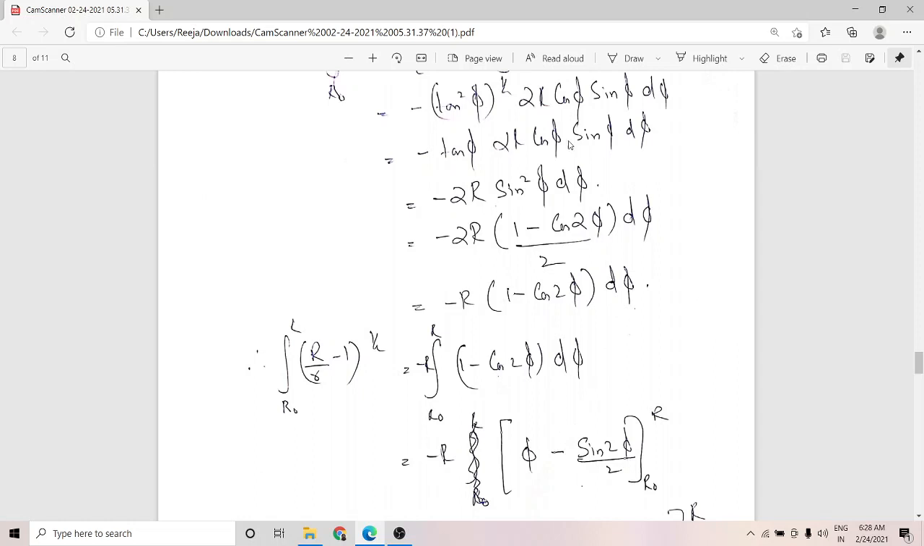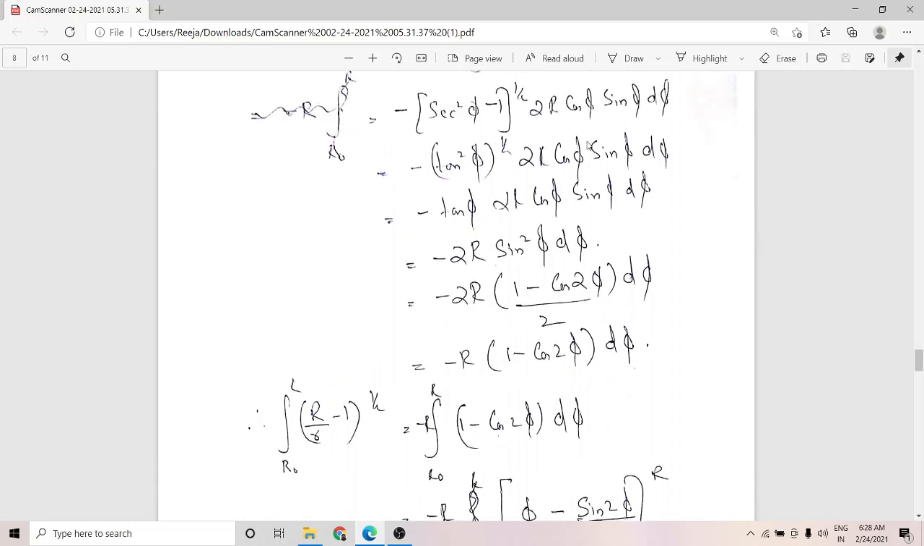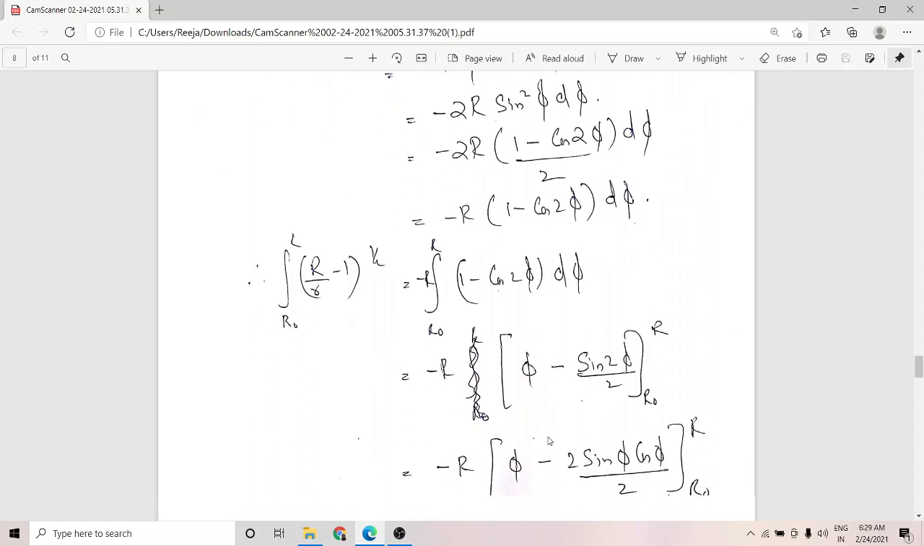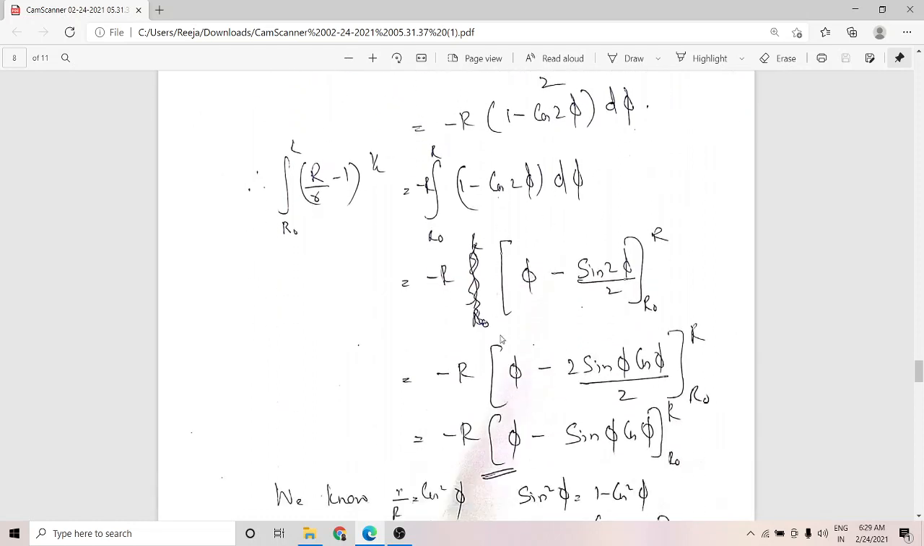I've shown the detailed steps here, so I think it won't be difficult for you. If you have any doubts, you can contact. After I get this answer, I come back to the integration. The integral r0 to R of (capital R by small r minus 1) the whole raised to half, I am replacing with this term. So minus R integral r0 to R of (1 minus cos 2 phi) d phi, and I integrate. So minus R into phi minus sin 2 phi by 2 within the limits r0 to R. That is minus R into phi minus 2 sin phi cos phi between R and r0.